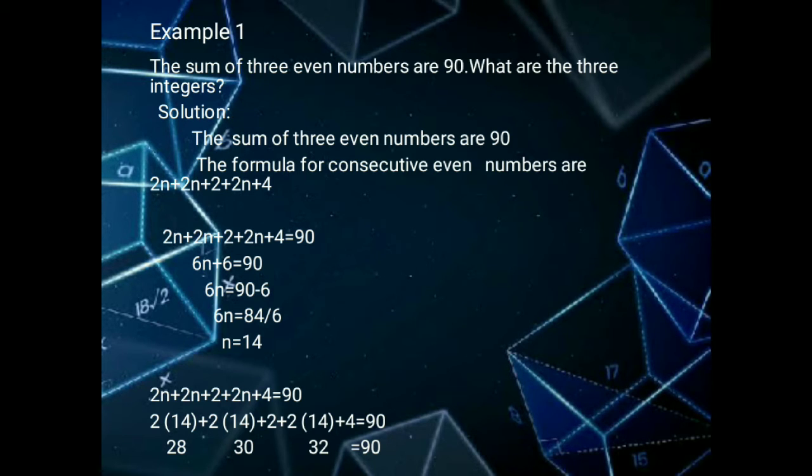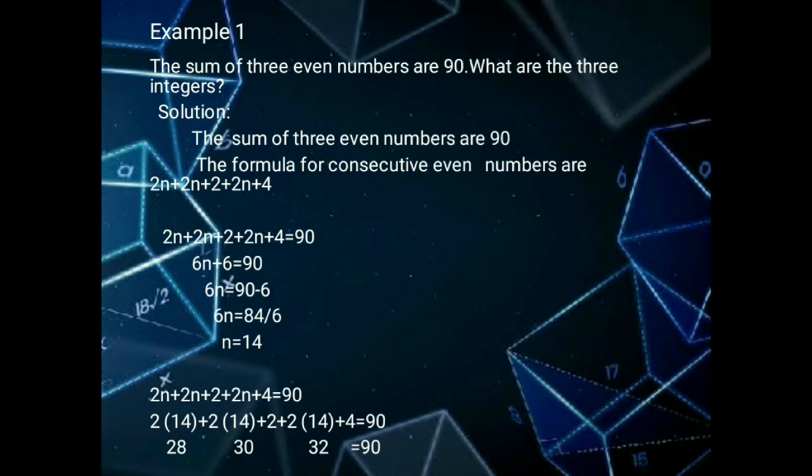So, bring down the formula, and then all the 2n we will add, which becomes 6n. And then the remaining numbers without 2n we will add, which is 6. So, 6n plus 6 equals 90. So, bring down 6n equals 90 minus 6. It becomes minus 6 because the positive 6 is transposed into a negative 6. So, 6n equals 90 minus 6 equals 84.